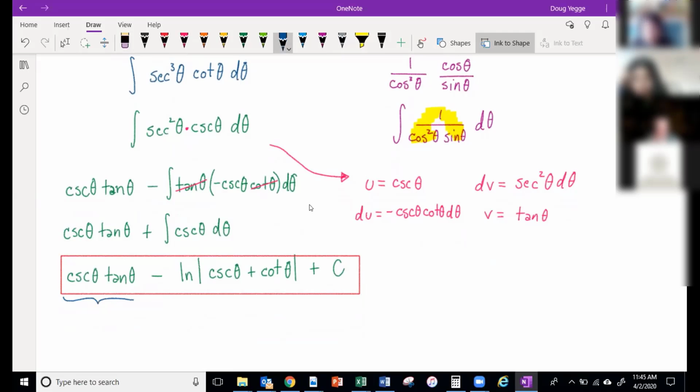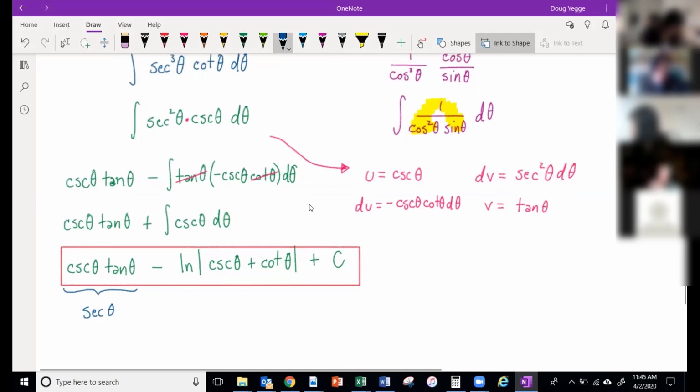this thing simplifies to secant theta. And if you don't see that, then do it off to the side, but it's 1 over sine times sine over cosine is 1 over cosine, which is secant. So maybe that's one thing you could do. You could simplify it a little bit more just to make it look a little easier. So that's a good choice.